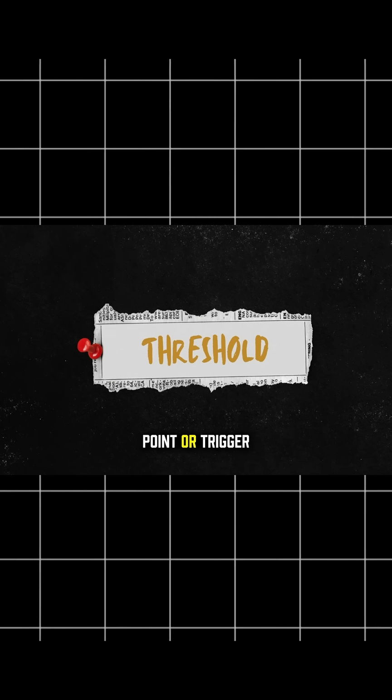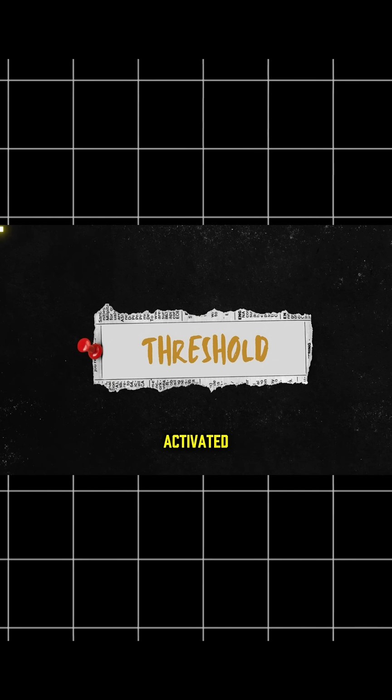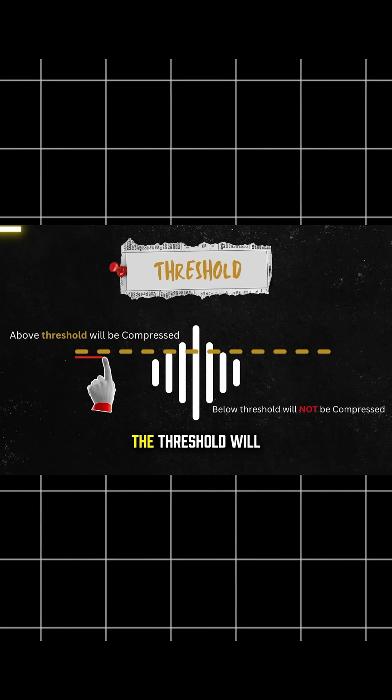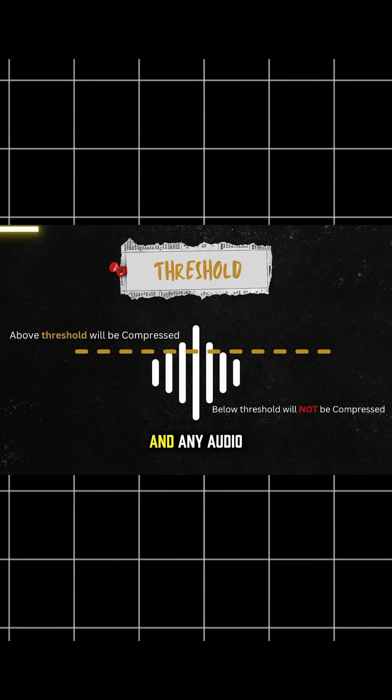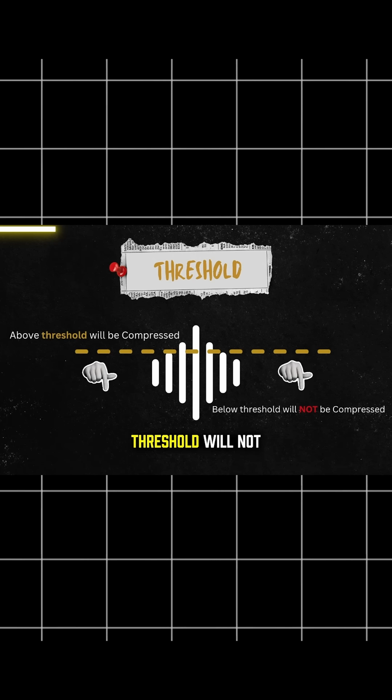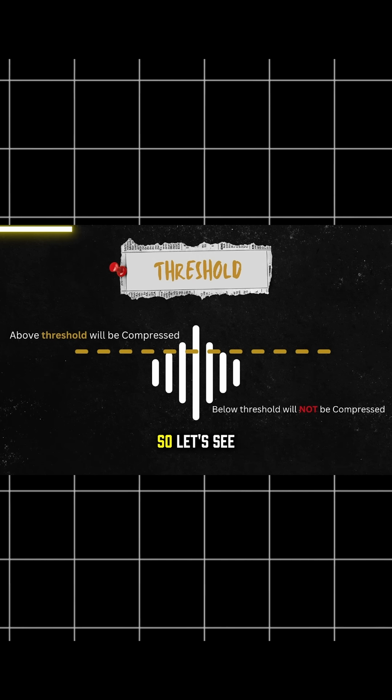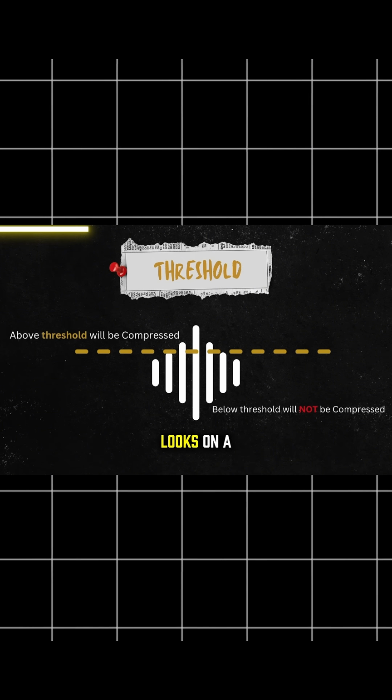Threshold is the point or trigger at which the compressor is activated. Any audio above the threshold will be compressed, and any audio below the set threshold will not be compressed. So let's see how this visually looks on a compressor.